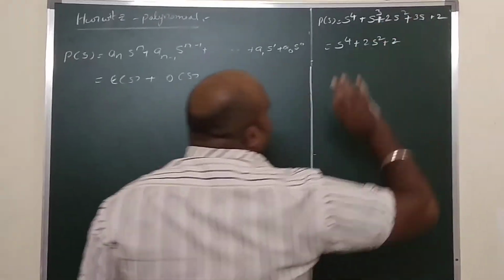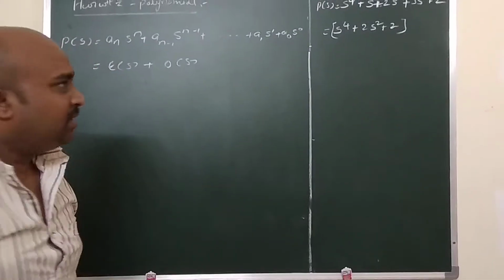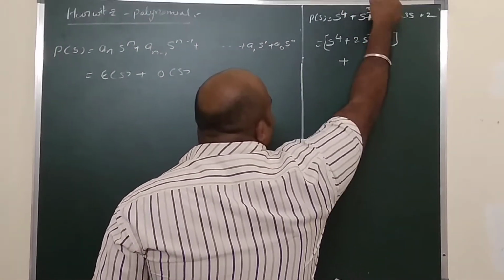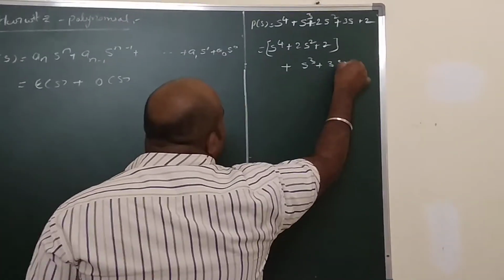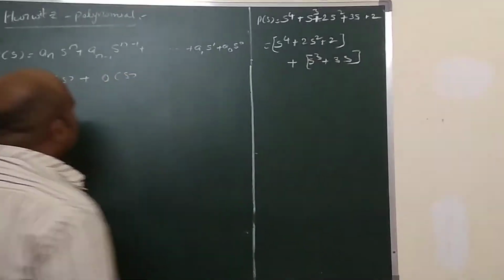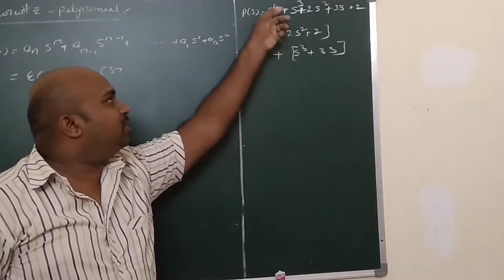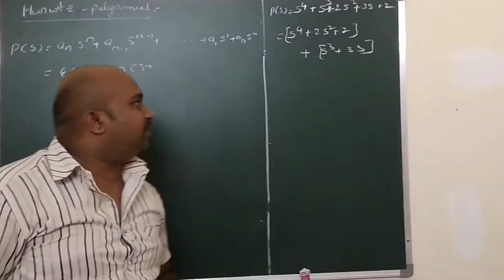Why? Because 2 is 2 times s^0. This we can consider as the even polynomial of s. And if the power of s is odd, those terms are involved in the odd polynomial of s. So now we are converting the given polynomial into E(s) plus O(s).